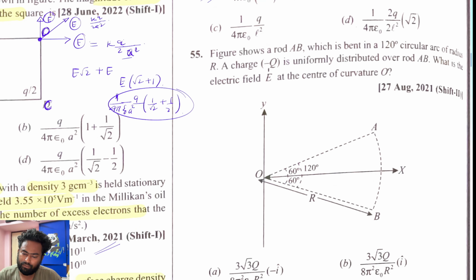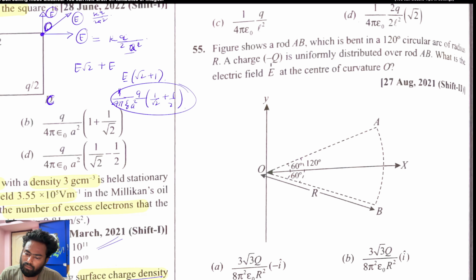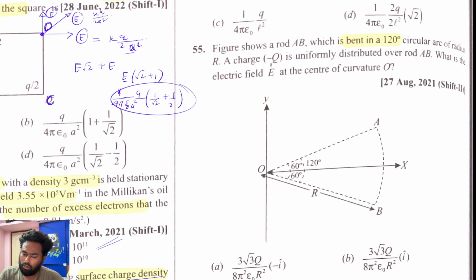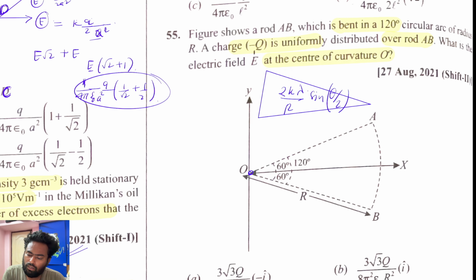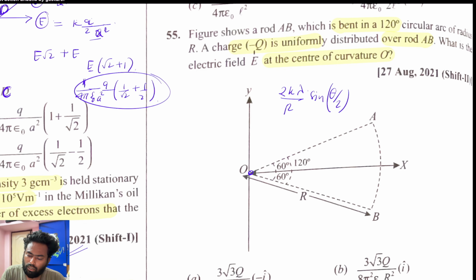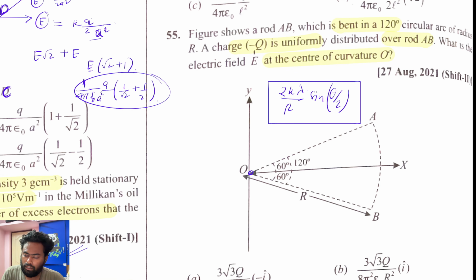We have rod AB bent into a 120-degree circular arc. Charge minus Q is uniformly distributed over AB. What is the electric field at the center of curvature O? So the electric field at the center. The formula is given as 2k lambda by r sine theta by 2, due to a circular arc. This is a direct formula that you can remember: 2k lambda by r sine theta by 2.